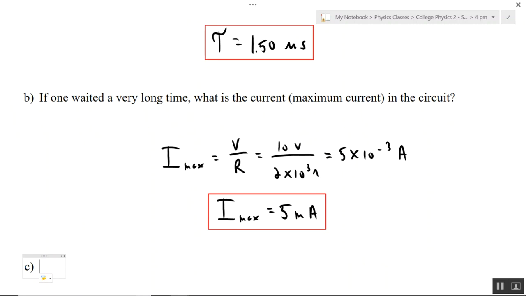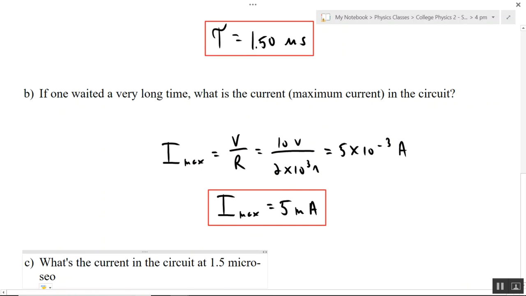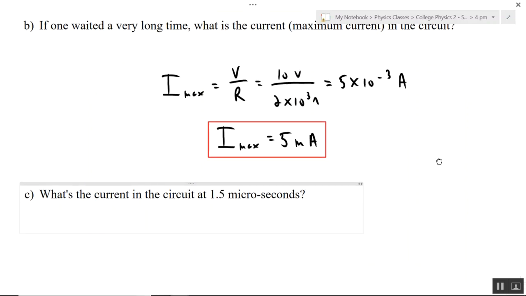Okay, so the next question is, what's the current in the circuit at 1.5 microseconds? This is kind of similar to something we asked for RC circuits, for charging and discharging. So what is 1.5 microseconds? It's something already figured out, right? It's the time constant. So the point is, if the time that we happen to wait for is equal to the time constant, then you can use this equation.